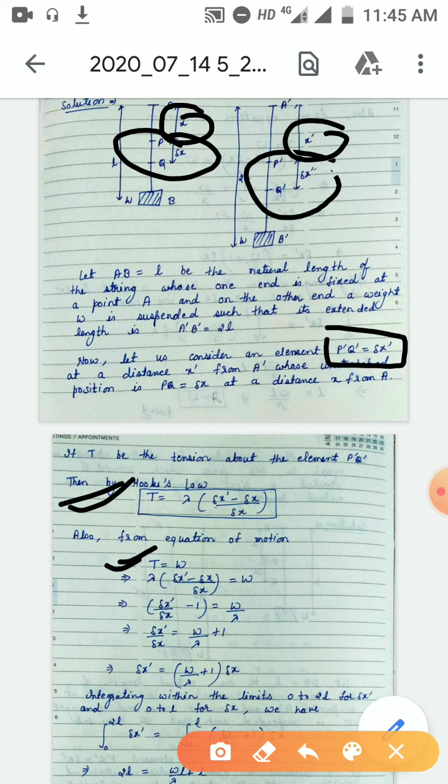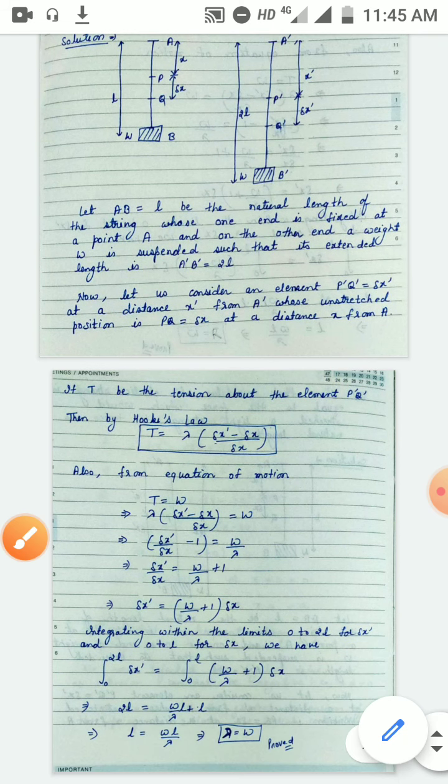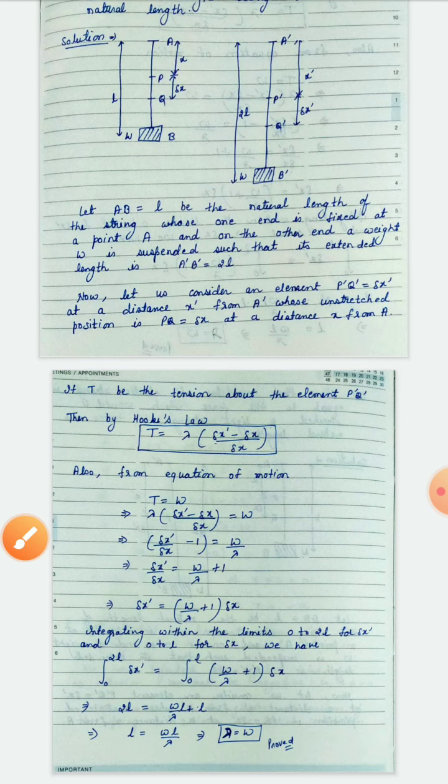Which can be written as delta x dash by delta x minus 1 is equal to W by lambda. This implies delta x dash by delta x is equal to W by lambda plus 1. This implies delta x dash is equal to (W by lambda plus 1) into delta x.